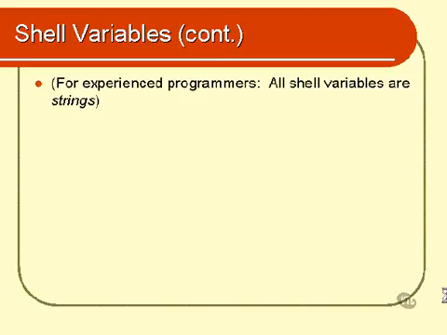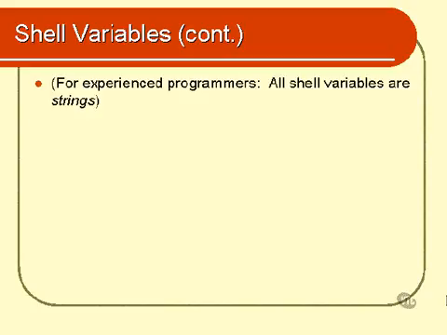What this means, of course, is that you cannot do addition using shell programming. Addition, subtraction, multiplication, division, they are not built in to the shell language because all shell variables are strings, not numbers. However, it is possible to do addition and subtraction in a shell script, but you have to use an extra utility program called EXPR, which we will look at later on in this course.